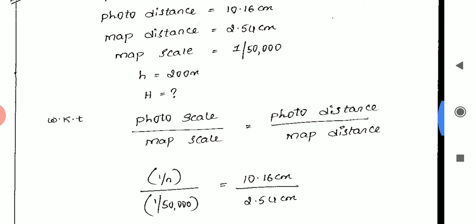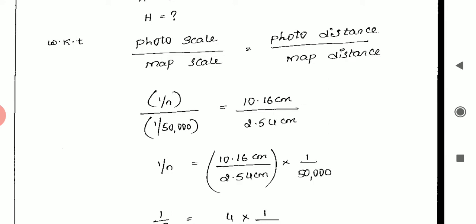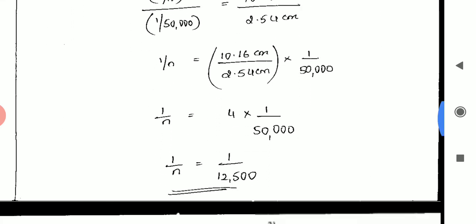In these cases he has not mentioned the photo scale, so we have to keep the photo scale as 1:n for convenience, since we don't know it. The map scale is not given, but the photo distance and the map distance are already mentioned. By using this equation, this formula, we will get the 1/n value.